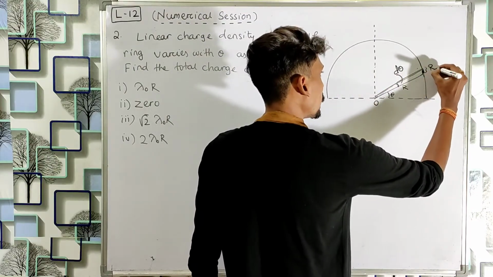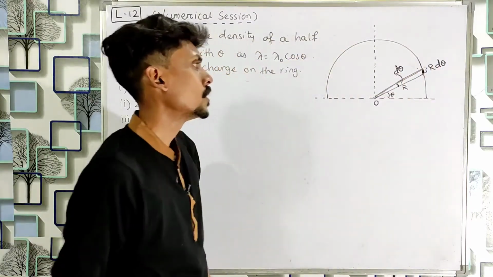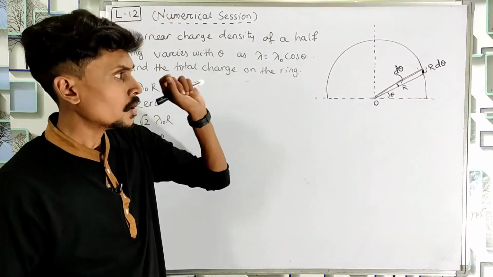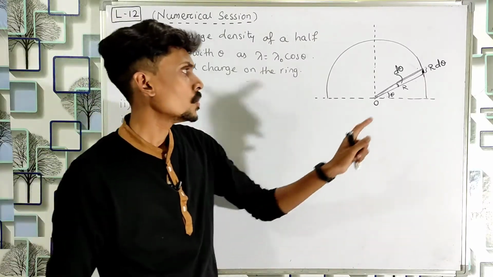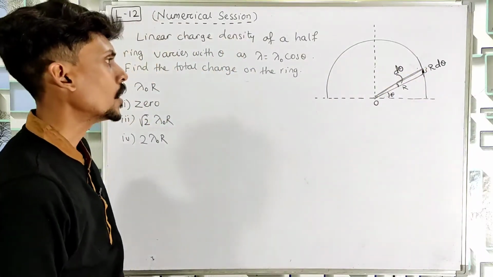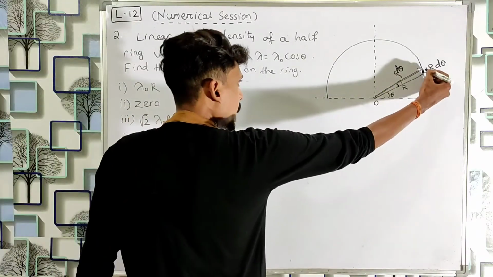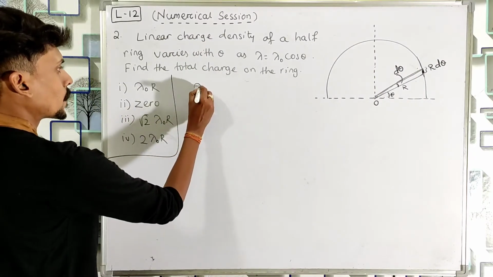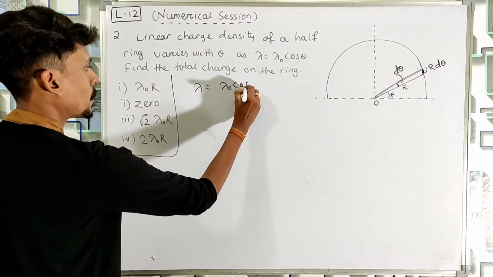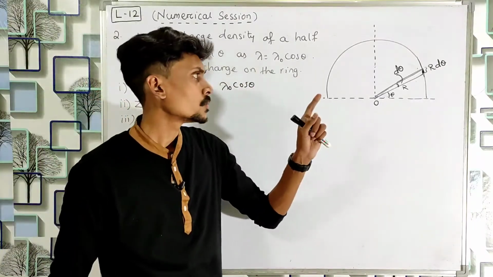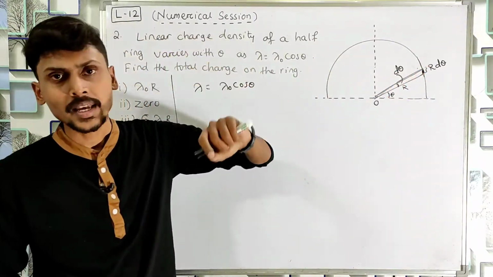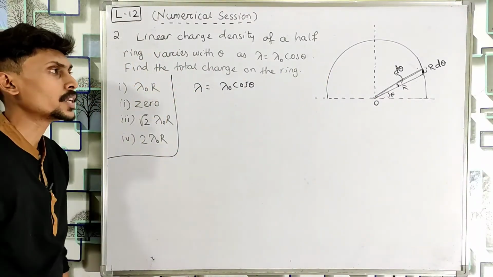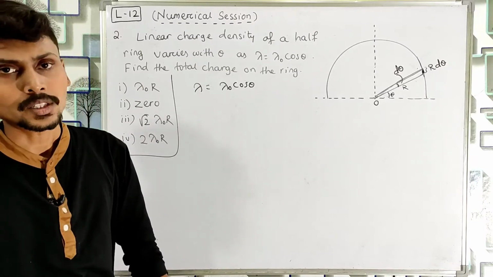So tell me, what will be the thickness of this element? The thickness of the element will be r into d theta. This is the arc length, this is the radius, and this is the angle. So r into d theta is the thickness of the element. At every point on this element, the linear charge density is how much? Lambda naught cos theta, because the position vector of the element makes an angle theta with the x-axis. Is that clear? So the linear charge density will be lambda naught into cos theta.